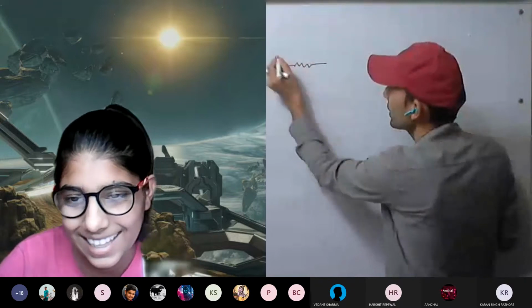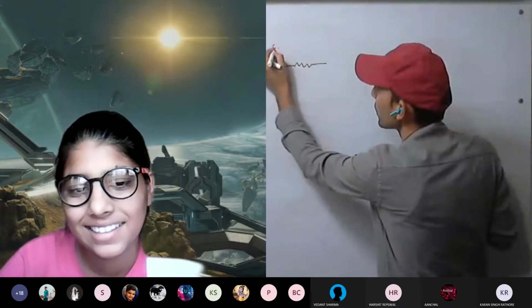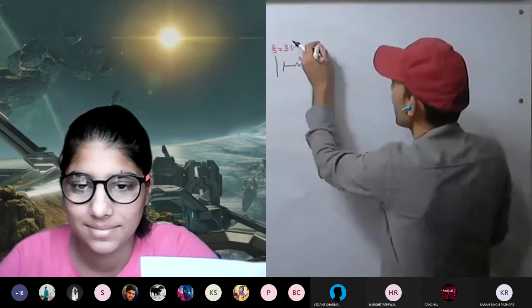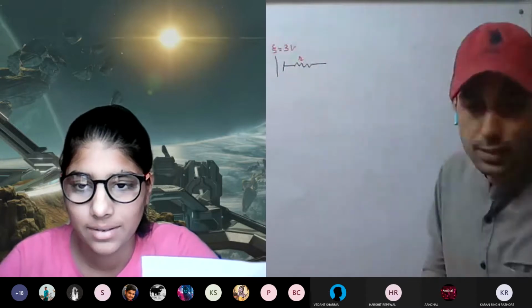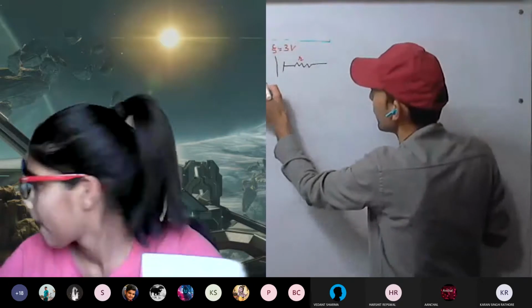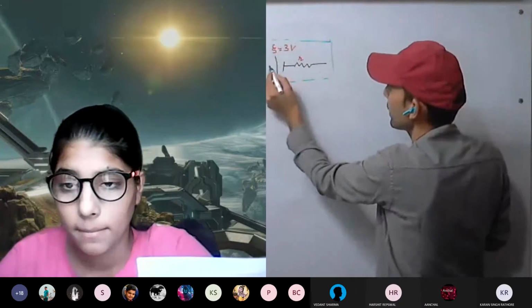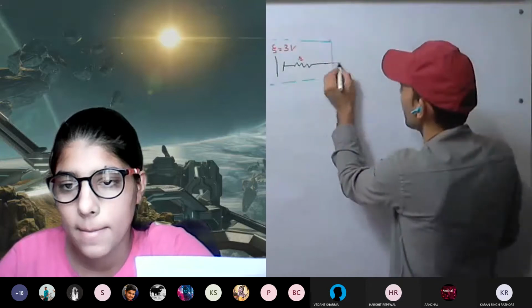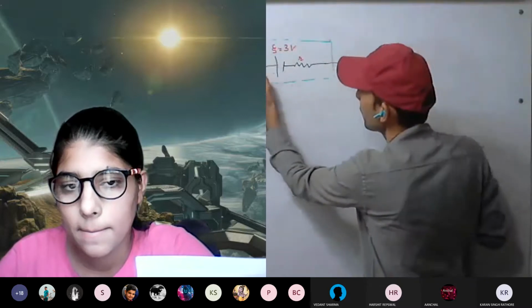Battery, this is internal resistance. So how much is EMF? 3 volt. This is our internal resistance. And this whole is a battery. Understood? Internal resistance and EMF. This is our battery. Okay, this is the terminal of the battery.